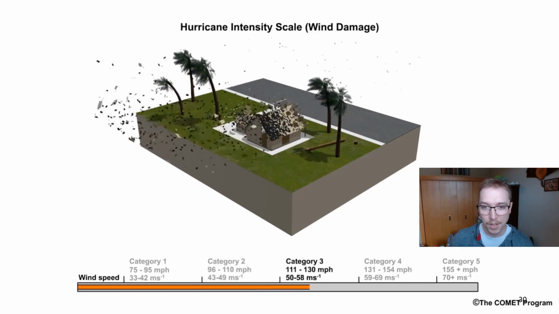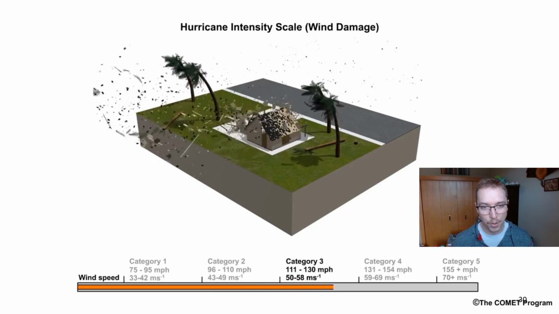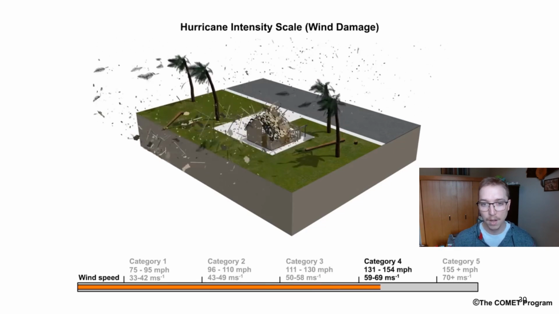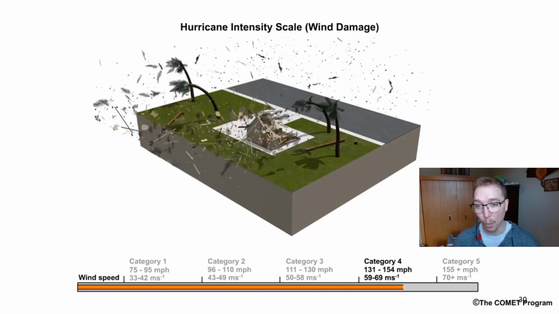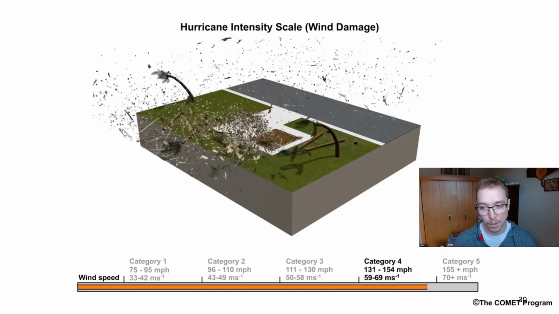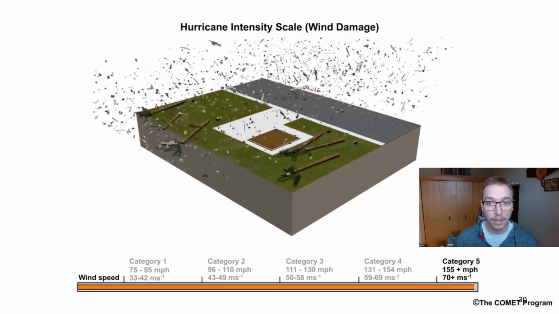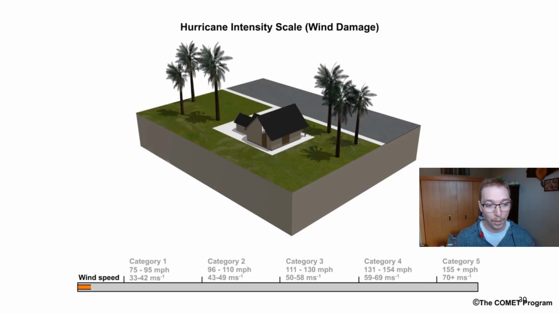3, we're starting to see the destruction of some of our trees that are starting to blow over, smaller ones, and our roofs are getting stripped. 4, our house is blowing away. Most trees are blowing down. And 5, nothing is left, basically. It can be pretty devastating to see something like a Category 5.